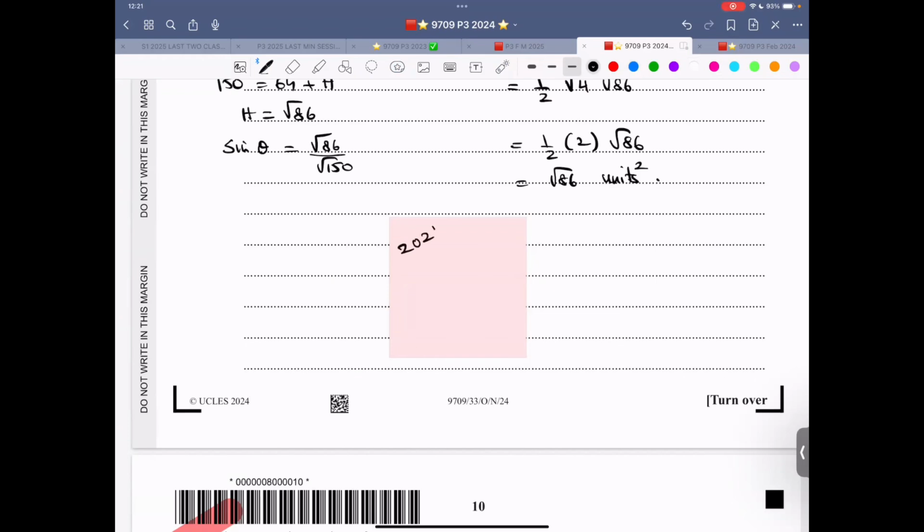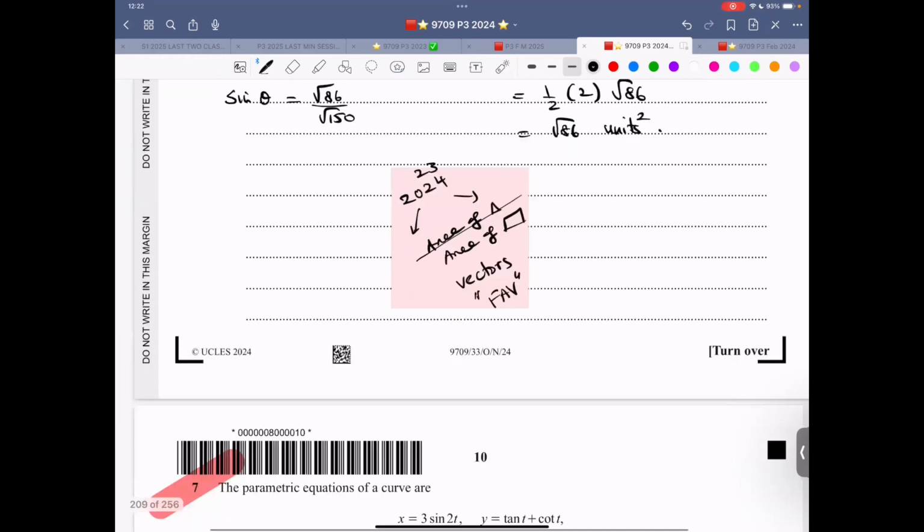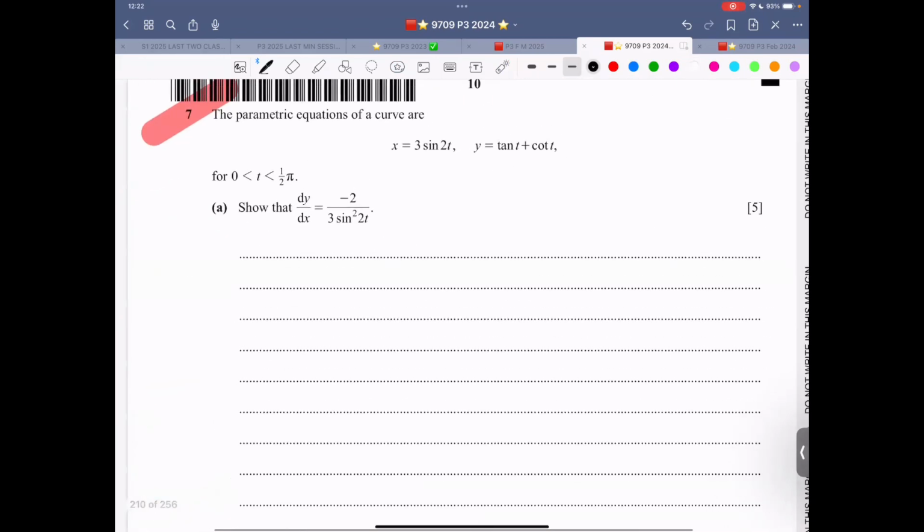So 2024 has questions like these in which they were talking about area of triangle, or maybe 23, area of triangle and area of parallelogram based upon vectors. So this is one of my favorite questions and focus on such questions. Question number 7. It says the parametric equations of a curve are such and such. Show that dy by dx is this much for 5 marks.